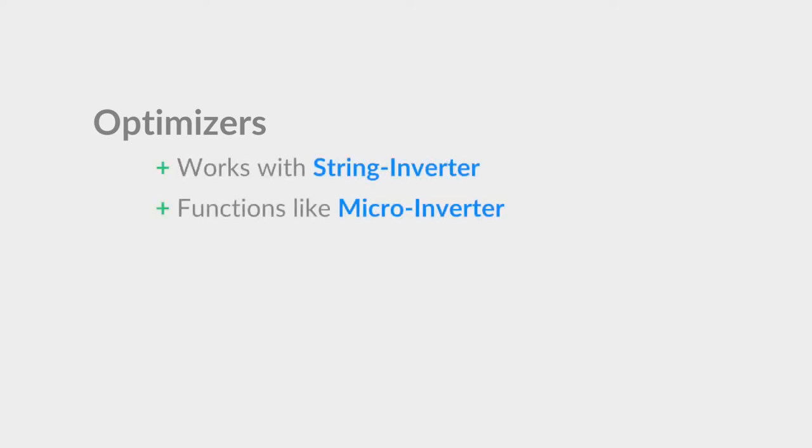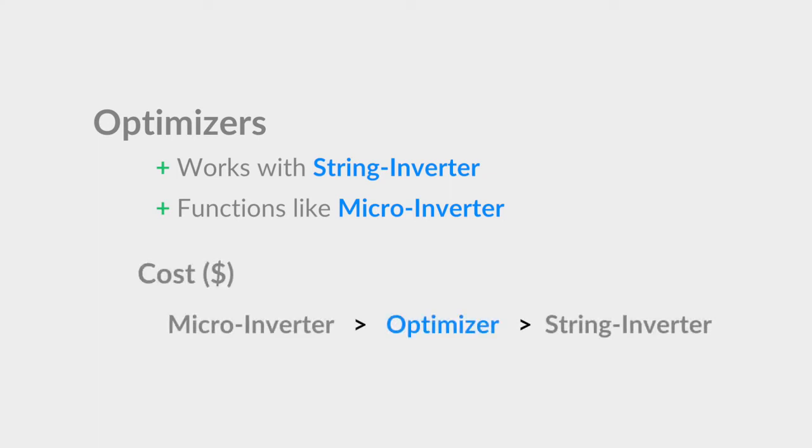Optimizers are an option for string inverters as well. Optimizers function very similarly to a microinverter. With an optimizer, you'll still have your string inverter, but you will have optimizers for each individual panel combating the production differences. The cost of optimizers falls in between that of the microinverter system and the string inverter system.